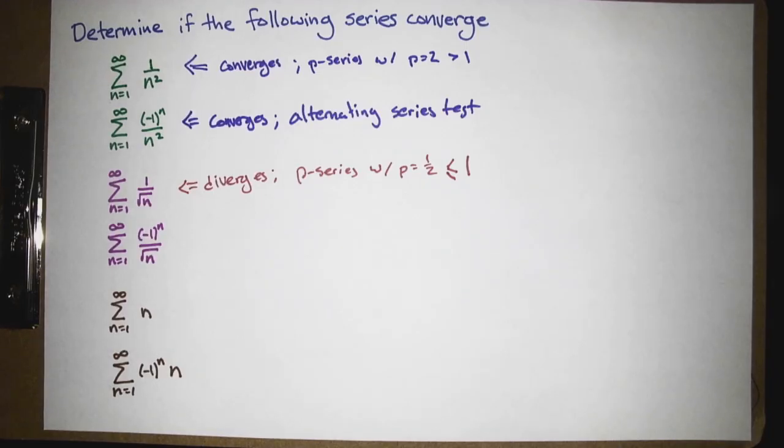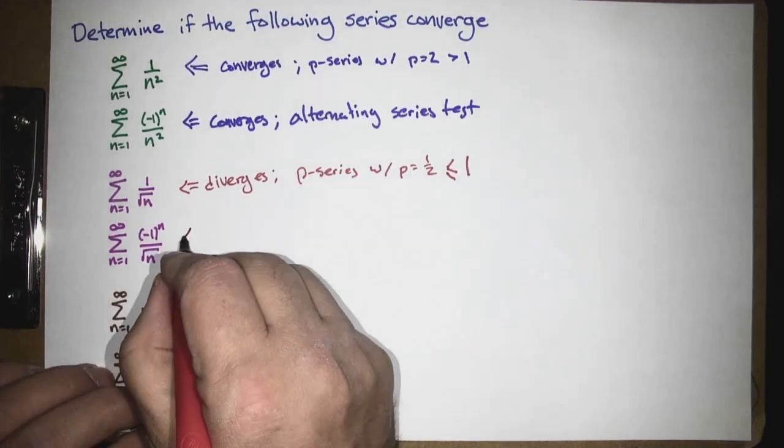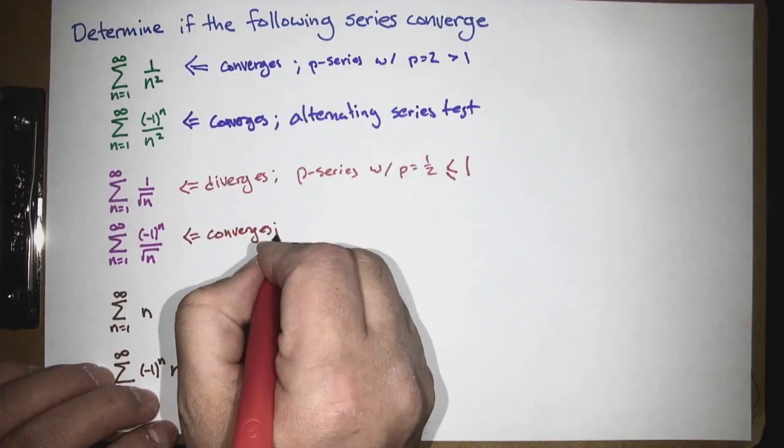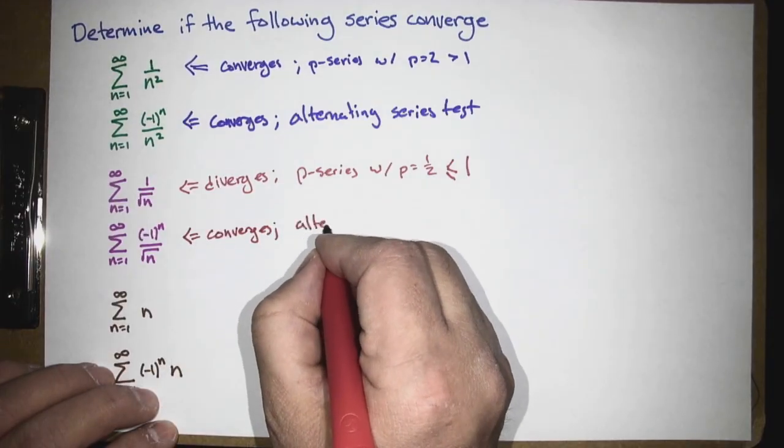Can we use the alternating series test here? Yes, because there's this negative 1 to the n. So once we see an alternating series, what do we need to ask ourselves? Do we go to 0? Does 1 over square root of n go to 0? Yes. So what's true about this sum? This converges. Alternating series test.